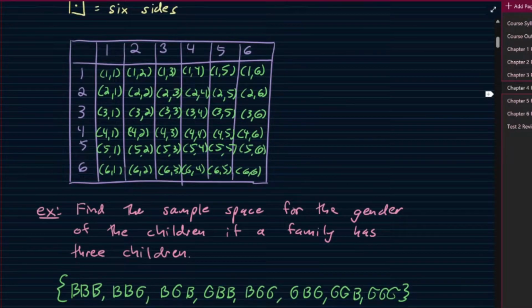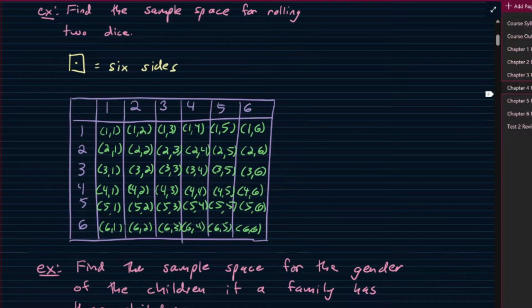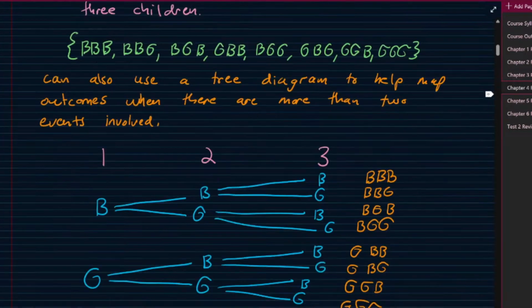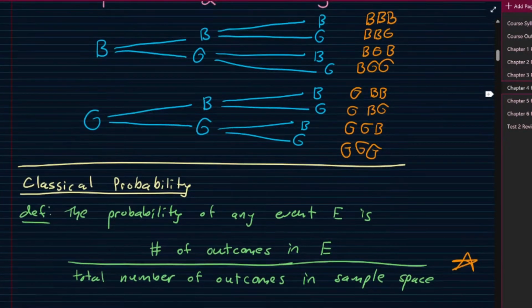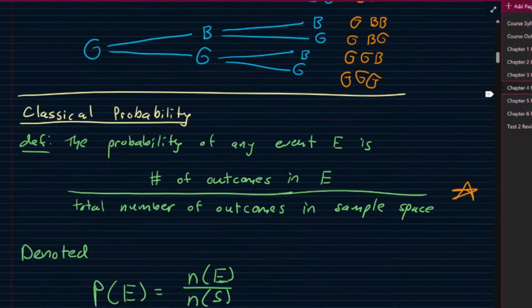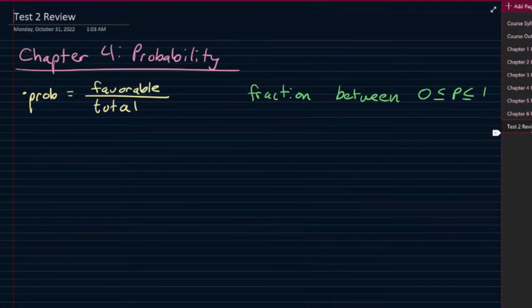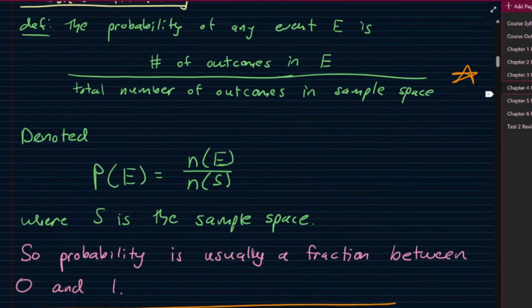And the number of things in the sample space is always going to be the denominator of the probability question. When they're asking, what's the probability of something, remember, it's favorable over total. And the sample space, since it includes everything, is going to be equal to the total number of things that can happen. So this is how we get our probability formula. The probability of any event E is the number of outcomes in E over the total number of outcomes in the sample space, as I mentioned. So it's favorable over total. That's what you want to remember with probability.